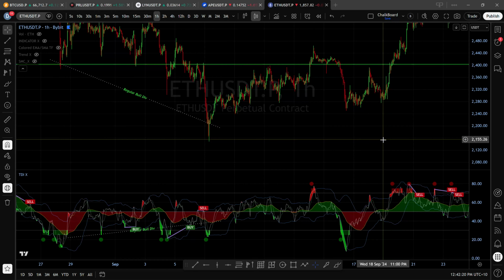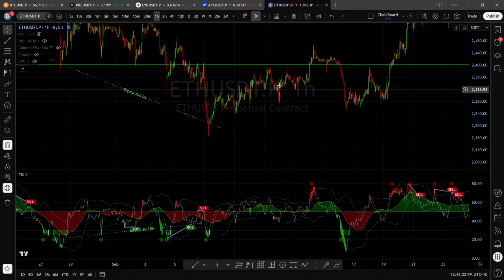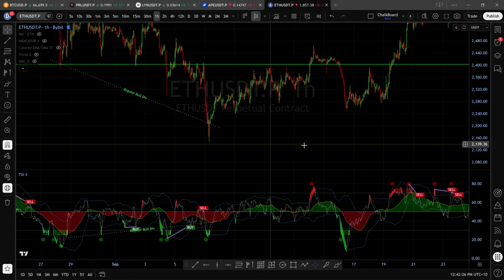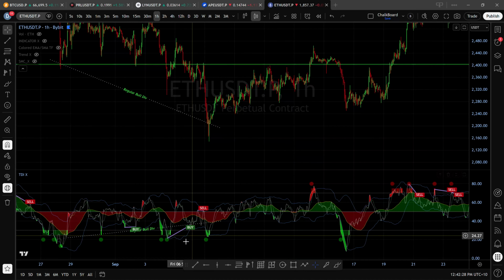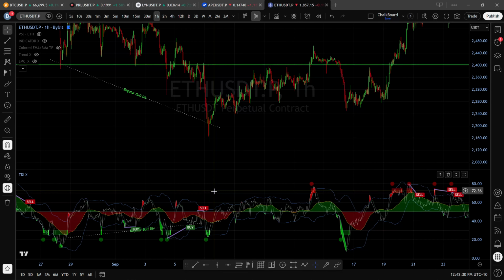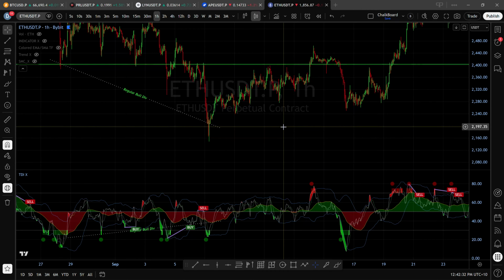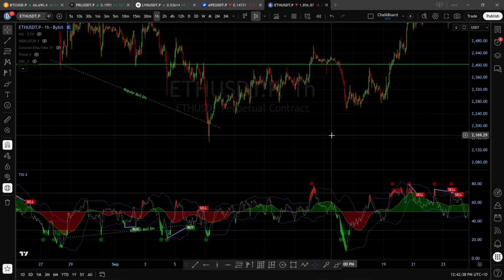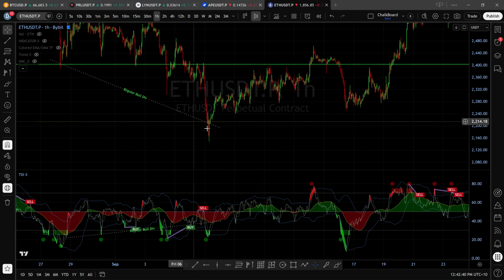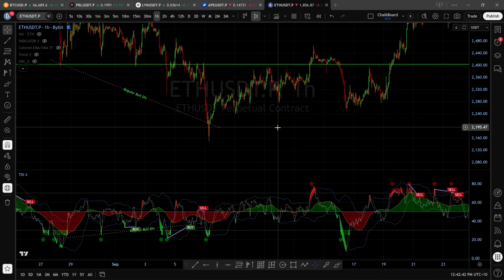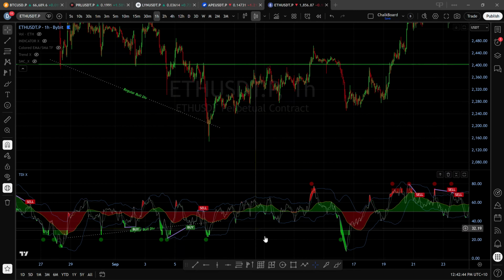But here, you might be thinking, well, it looks like it's rejecting off of the value area low, like it's going to break down. Well, you had a divergence to help you with that. Some other higher time frames may show you more data, and lower ones as well.